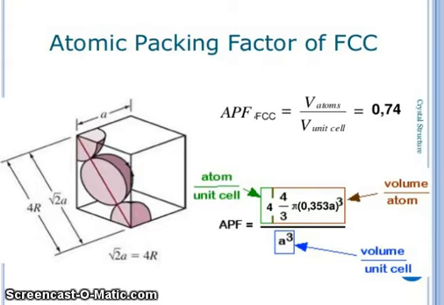Now atomic packing factor of FCC. APF FCC is equal to V atom over V unit cell, which is equal to 0.74. So you can see a, root 2 a and 4R. Root 2 a is equal to 4R. So atoms per unit cell 4, volume per atom 4/3 pi (0.353a) cubed, and volume per unit cell a cubed.